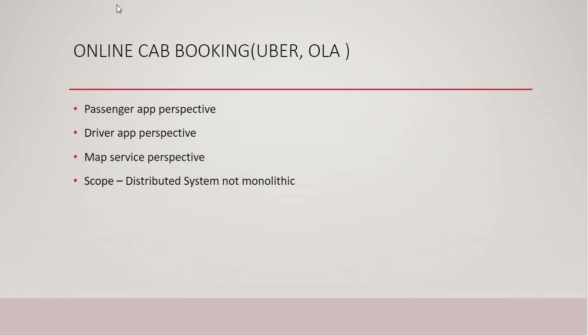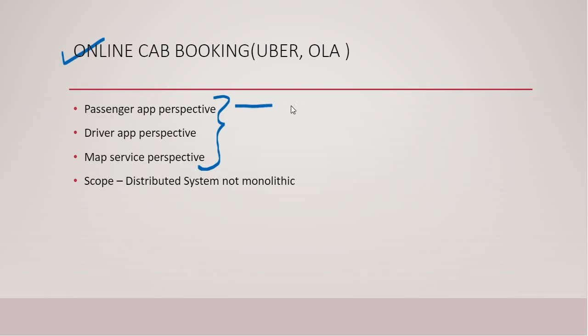I will be discussing some real-time use cases and show you how requirement gathering and scope analysis is really important to identify what kind of system we need to design. Example 1 here is online cab booking like Ola, Uber, Lyft, Grab, etc. So from the requirement gathering perspective, I have added a few points here.